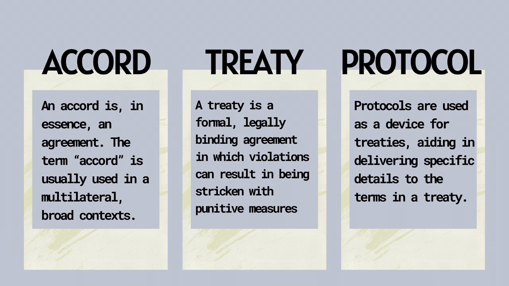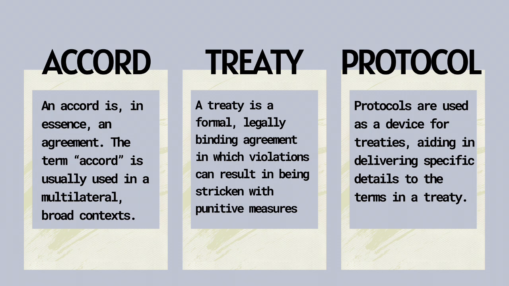Moving on to treaties, those are more formal, legally binding agreements between states or international entities. What sets treaties apart is that they carry legal weight. If a party violates a treaty, there can be real consequences, including punitive measures or sanctions. Treaties often require ratification by the governments involved, making them a more rigid and enforceable form of agreement.